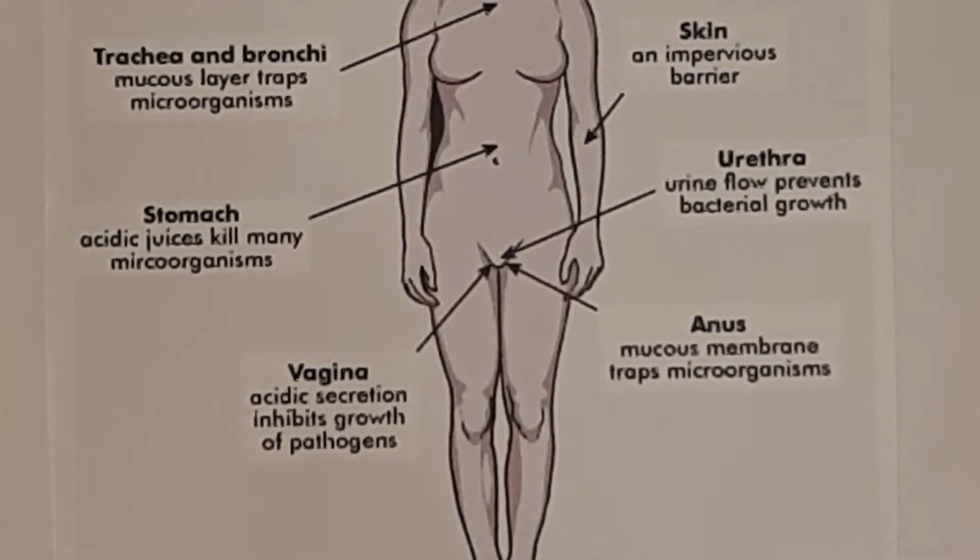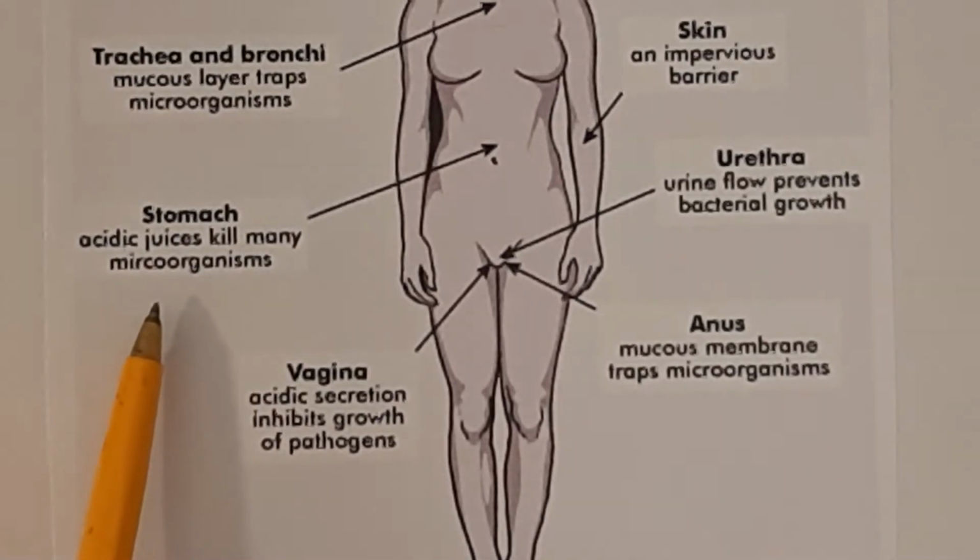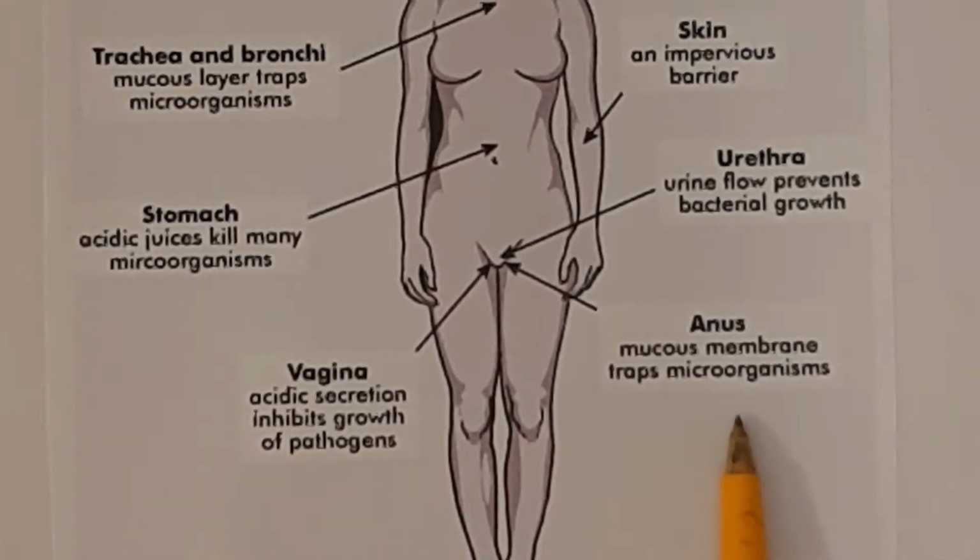Okay, so continuing on, we have the stomach, where acidic juices, so your stomach acid, will kill many microorganisms, not just the bad pathogens, but also some good microorganisms. Then we have the vagina, which secretes a mild acid, which inhibits the growth of pathogens. And we have the anus, which has mucous membranes which trap microorganisms, as well as the urethra, which has urine flowing through it when it's open, which prevents bacterial growth.